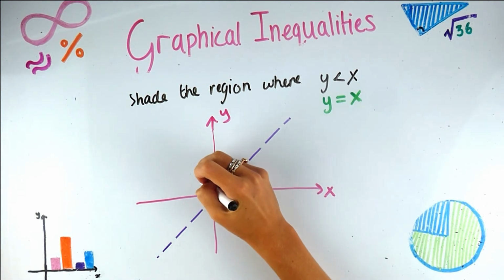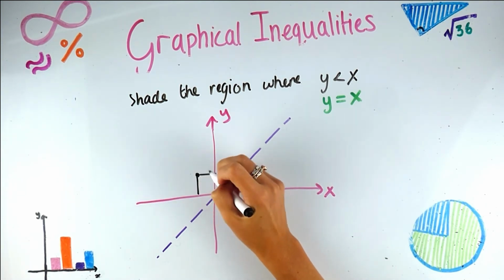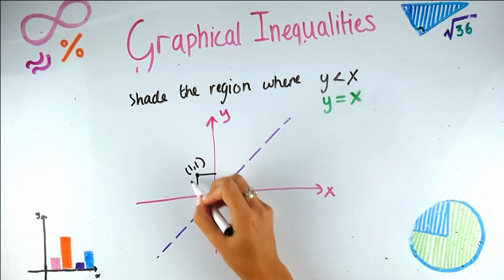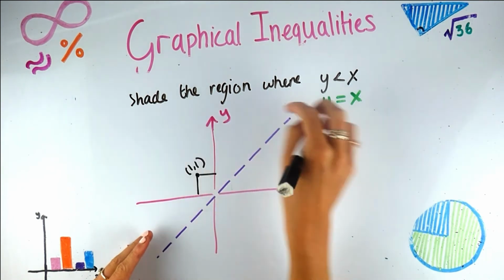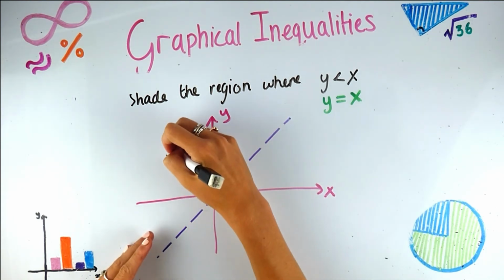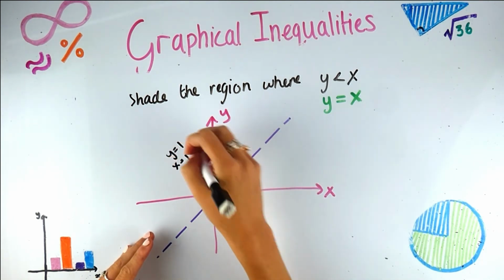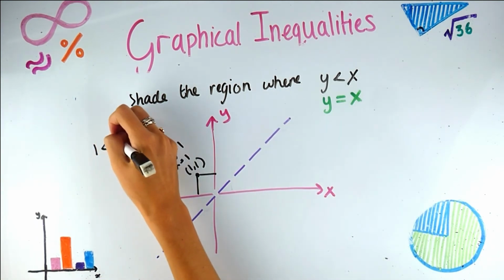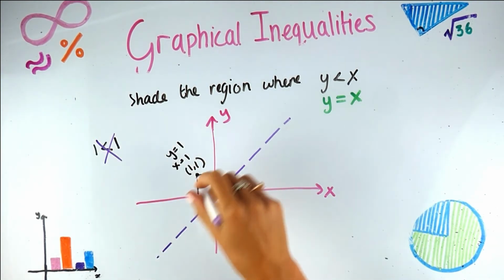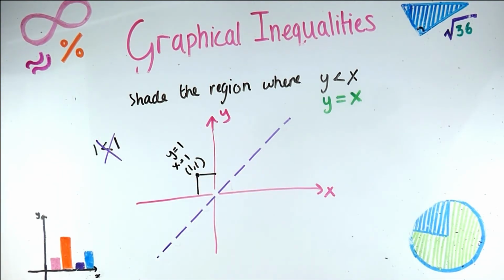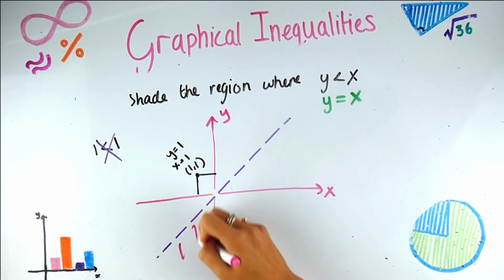You pick a value in this region. So let's say it's this one, (1, 1) is in this region, this side of the line, and then we check. So y is 1, x equals 1. If I put that here, is 1 less than 1? Well, no, that doesn't work, because 1 isn't less than 1, 1 is equal to 1. So therefore we know it cannot be this region, so it has to be this region. So this is the region we shade.